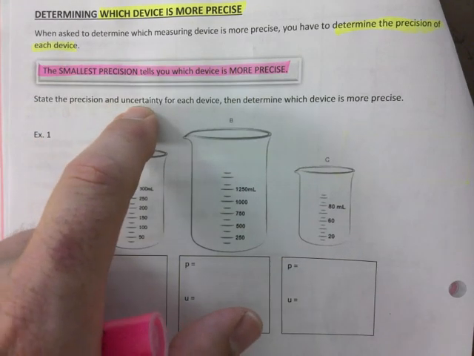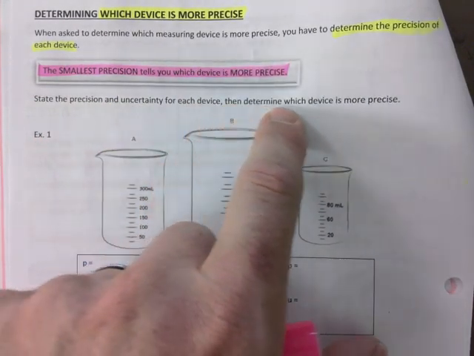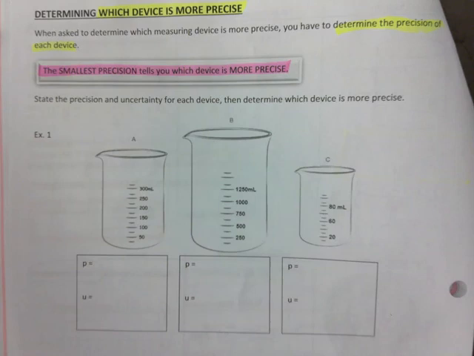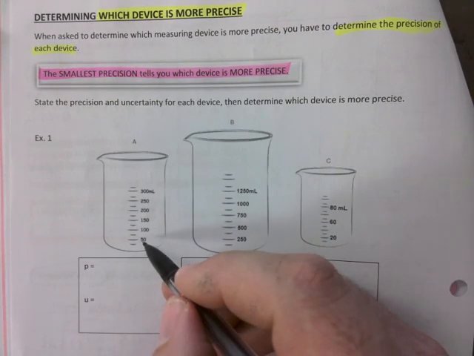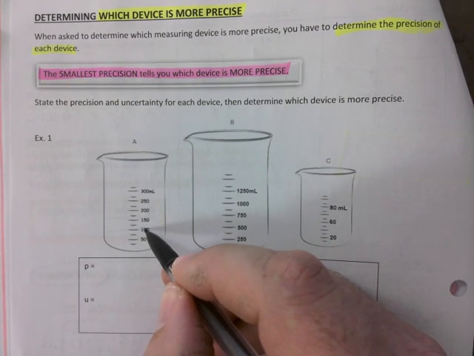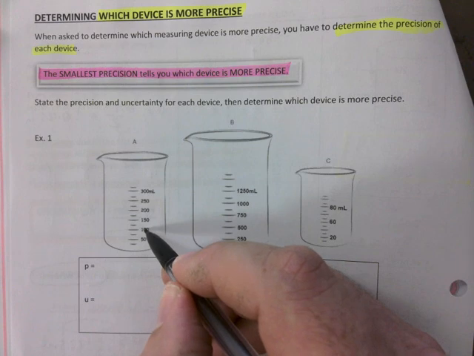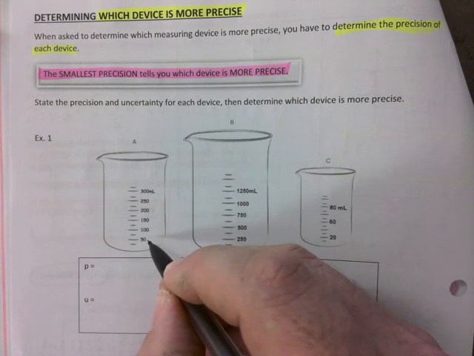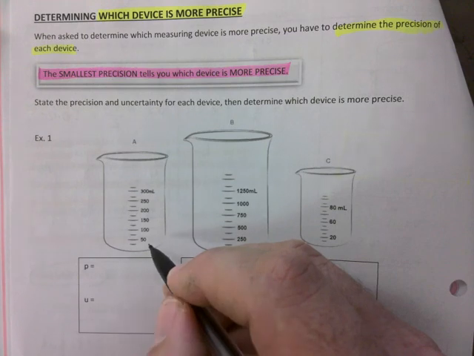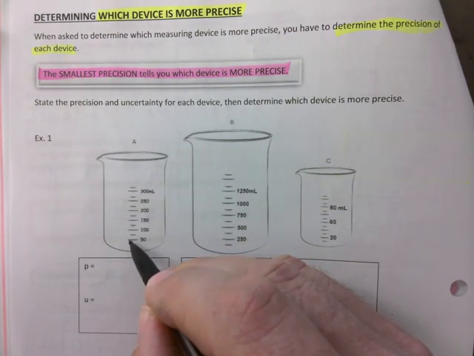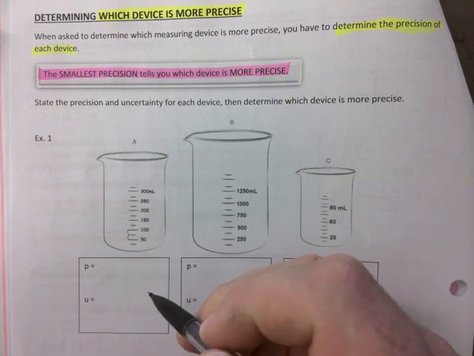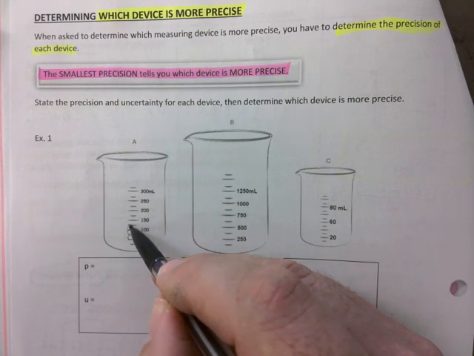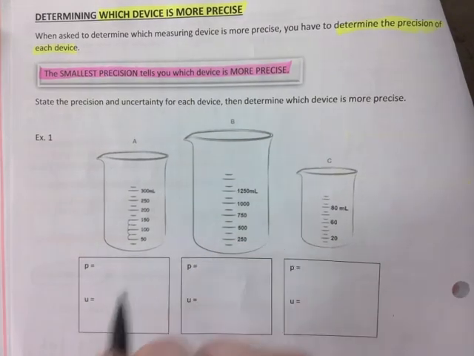State the precision and uncertainty for each device, then determine which one is more precise. So here we go. You have to pay attention to this to get this right. Remember, you don't just go from number to number, you go from marking to marking. So when there are markings in between, I do this. I'm just going to guess here. 25 gets you to 75, and then another 25 gets you to 100. So I've now determined that my precision is 25.